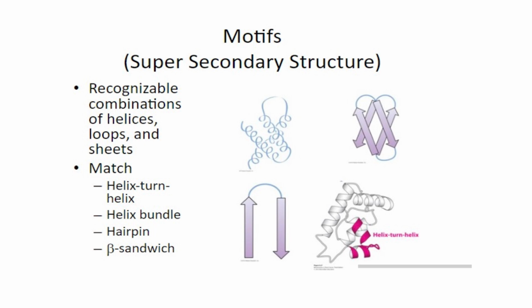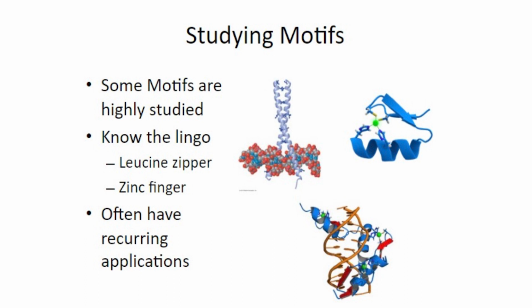We can see helix-turn-helix loops, as seen in the diagram, then helix bundle loop, then hairpin loop, beta sandwich loop. All these loops are shown in the diagram. Now, there are some other motifs which are highly studied. Some of them are leucine zipper and zinc finger, and there are many applications of these. These are different types of motifs which are found in the super secondary structure of protein.